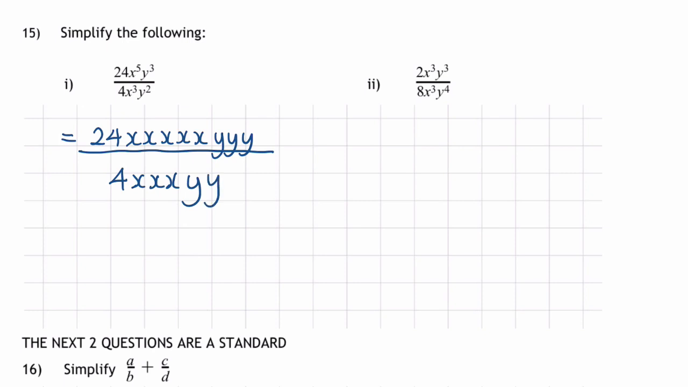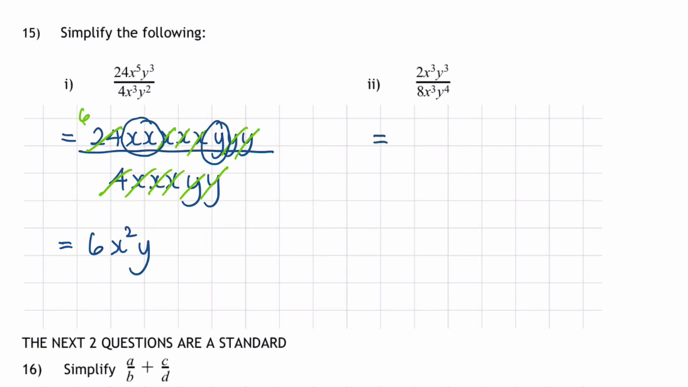Now what I can do here is start to cancel. So cancel 2 of these y's with 2 of these y's. I've got 1, 2, 3 x's with 1, 2, 3 x's. 24 divided by 4, well, that would give me a 6. So what we have left is 6. We've got these 2 x's here, so that's x squared. And we also have this y here, so 6x squared y.